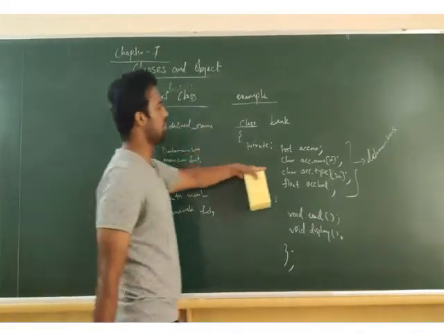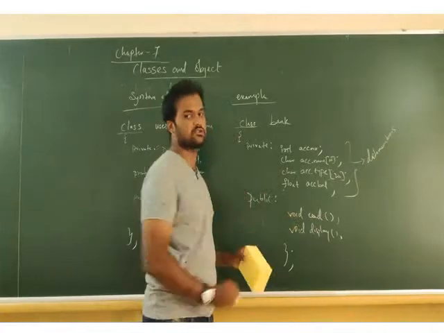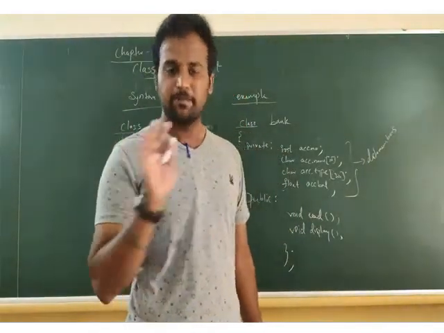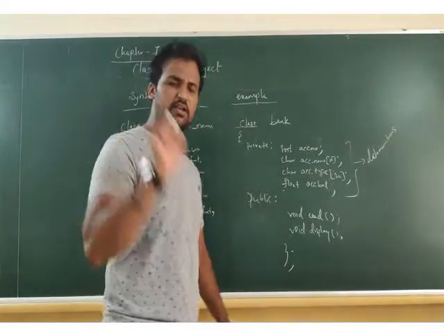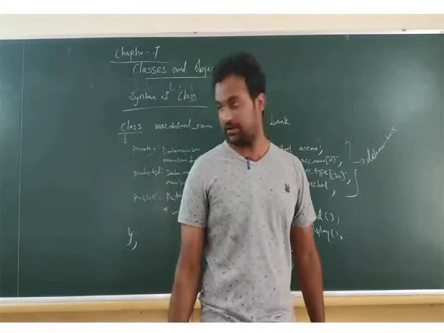But I have written only data members here. Even this void read, void display we can write in private also. But we cannot access it that easily. That's why we should not write it there. Only the security things like password and username we have to write in private. Okay?